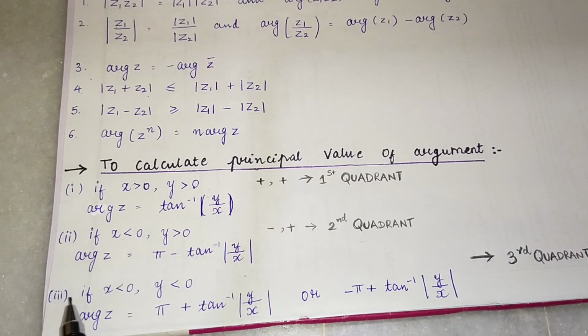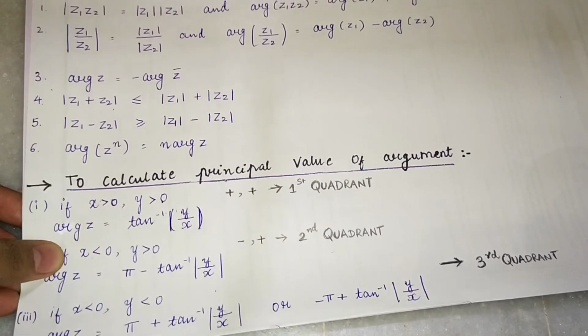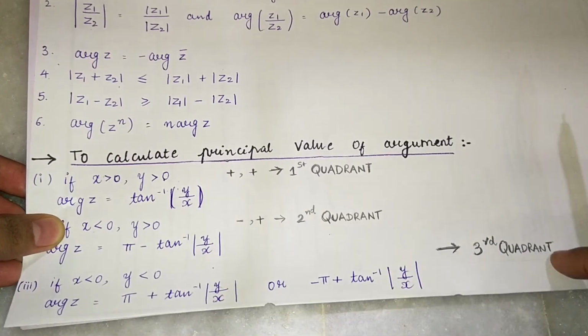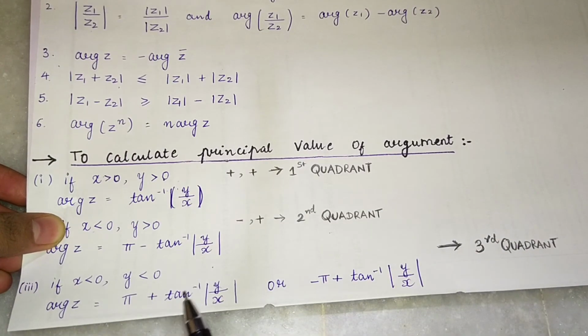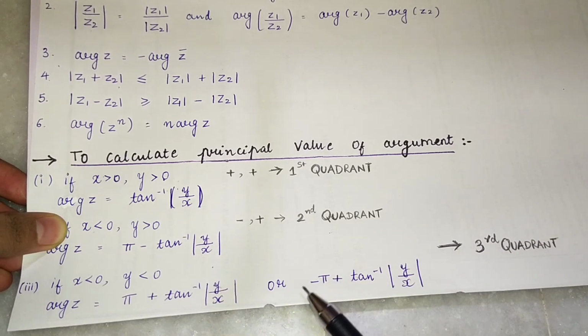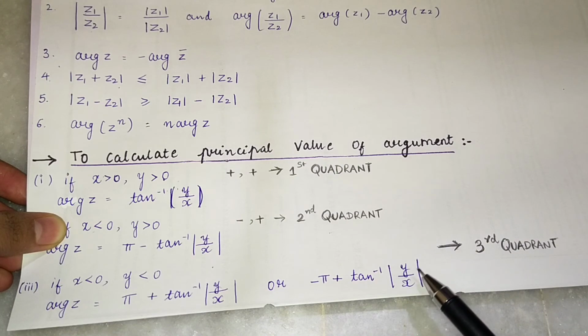In the third condition, if x is less than 0 and y is less than 0, that is when both are negative, they lie in the third quadrant. During that time you have to apply this formula: pi plus tan inverse of mod of y upon x, or you can write minus pi plus tan inverse of mod of y divided by x.